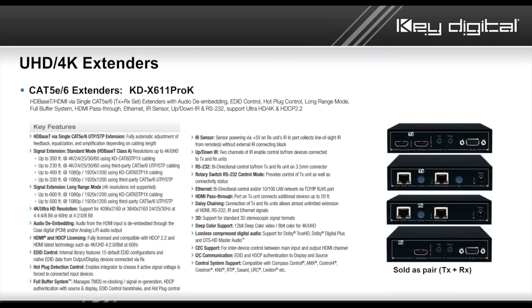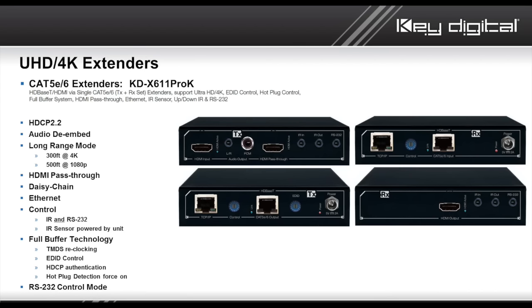And now we've introduced the 611. So if you notice, everything from once we got to the 400s is 400, 411, 600, 611, and the 11 gives you the 2.2 HDCP compliancy and an audio de-embed to go along with all of those great features that the 600 delivers. Long-range mode, HDMI pass-through, Ethernet extension, controllable over RS-232.